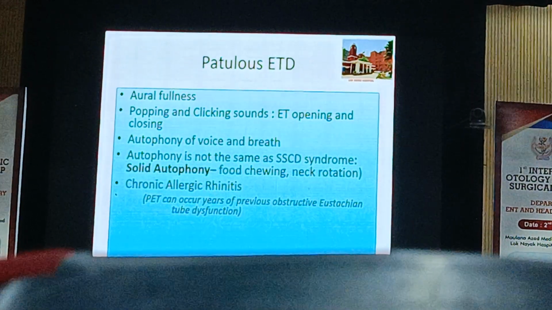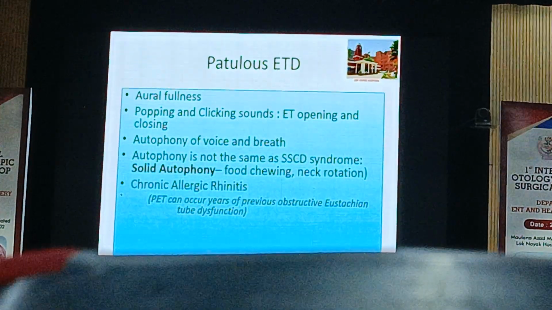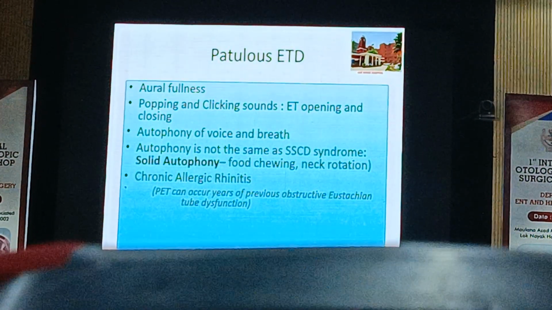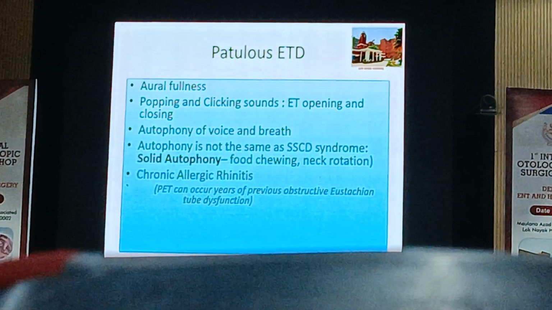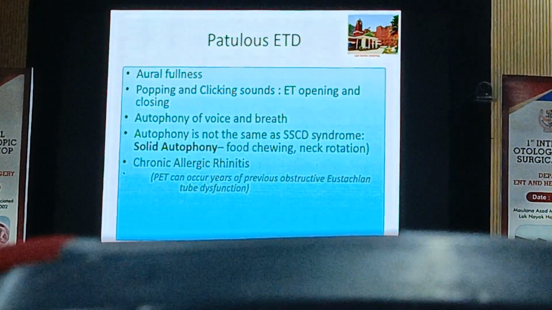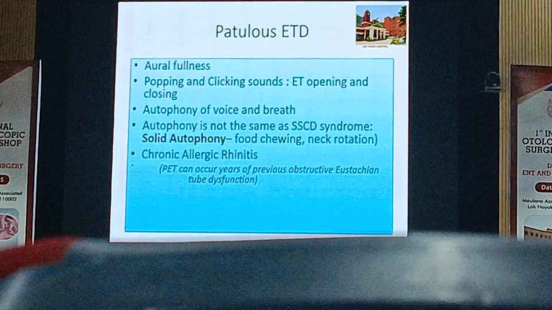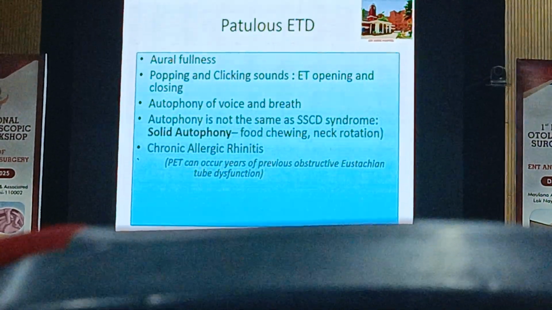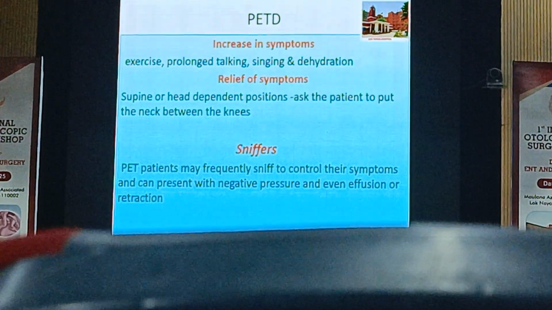Patients with chronic allergic rhinitis are the major group of patients who will eventually land up with a patulous Eustachian tube. Initially, they will have an obstructive type, but after a few years they will have a patulous Eustachian tube because the mucosa will atrophy on long-term follow-up. Forty percent of the patients with patulous Eustachian tube will have chronic allergic rhinitis. They also have some voice distortions.